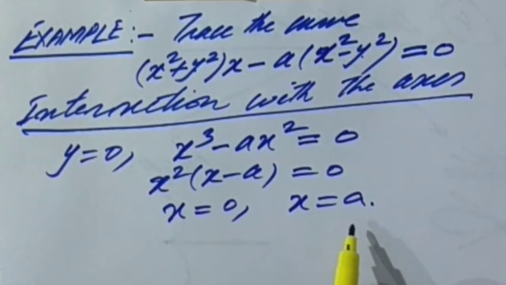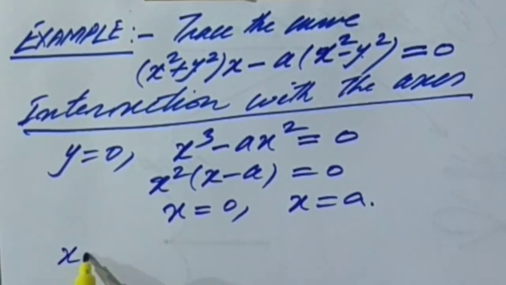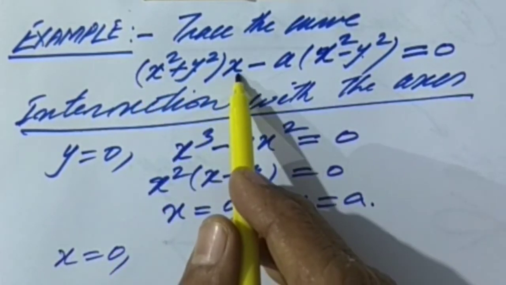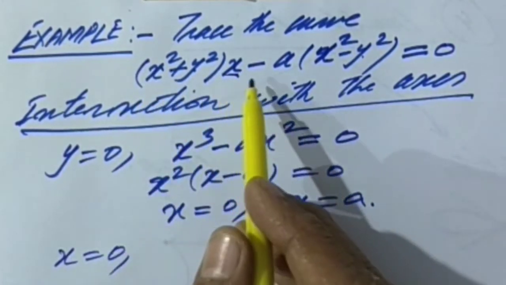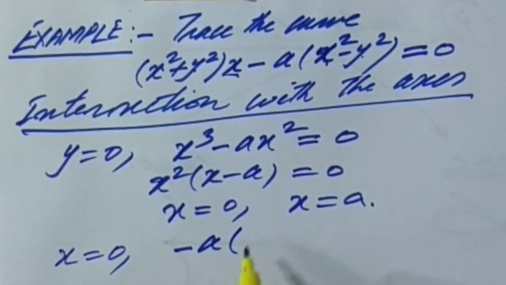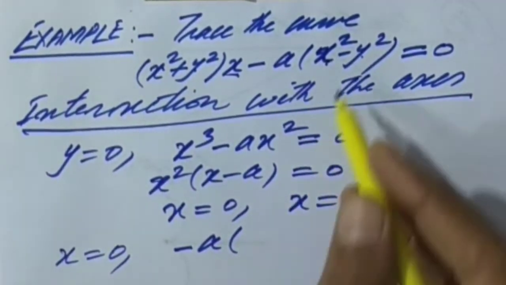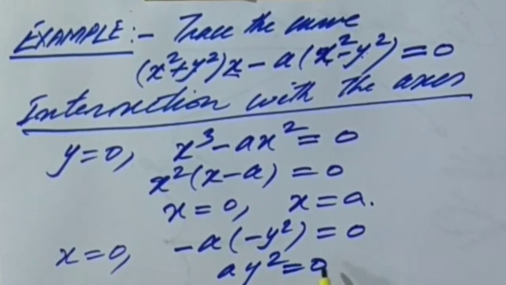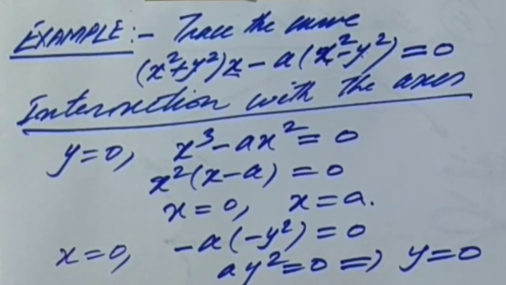Now to check the intersection with the y-axis, we need to substitute x is equal to 0 in the equation. If we substitute x is equal to 0, obviously the first term becomes 0 because there is x outside the bracket, so the whole term is 0, and here we have 0 minus a outside. Inside the second bracket we get 0 minus y square, that is minus y square, is equal to 0. So simplifying, we get a y square is equal to 0, which gives us only one value, y is equal to 0. It means the curve intersects the y-axis at the origin only.